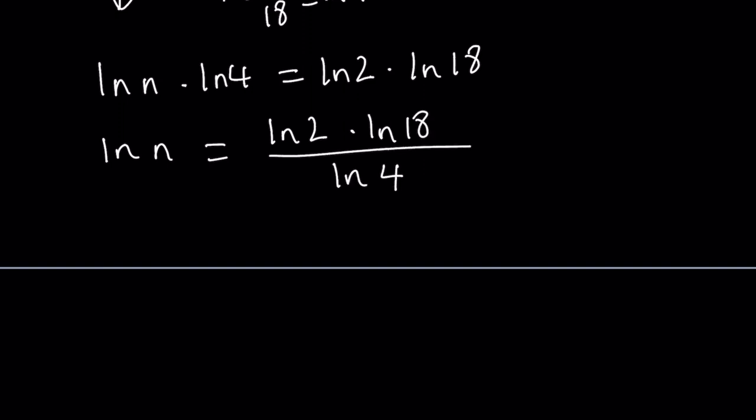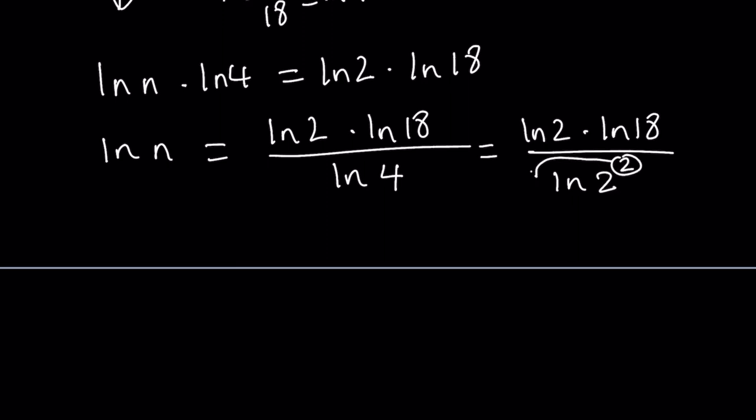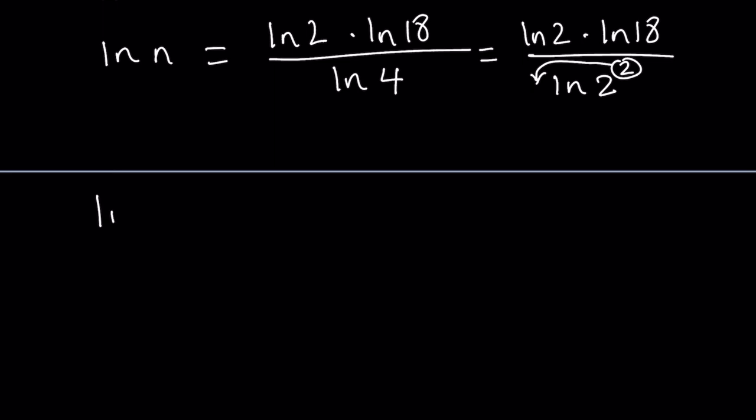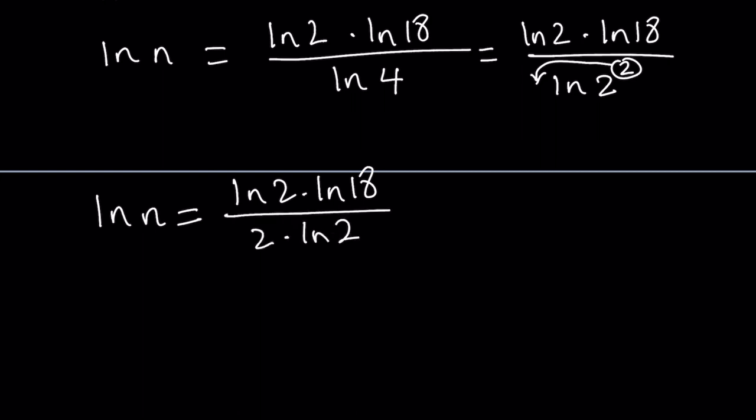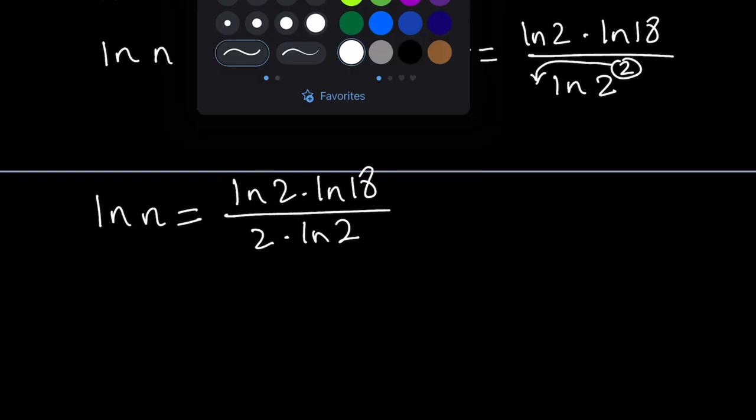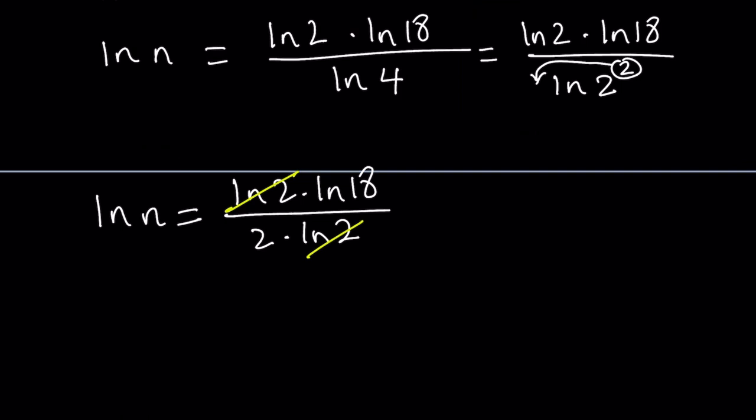Now notice that ln 4 can be written as ln 2 squared, and the 2 can be moved to the front because that's an exponent. So the left hand side is still ln n. We get ln 2 times ln 18, and at the bottom we get 2 times ln 2. Now the ln 2 cancels out. Let's cancel those out. And we end up with something that looks like this. Let's rewrite it, ln 18 over 2.